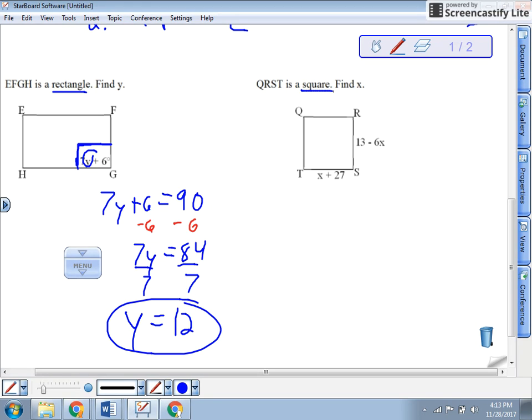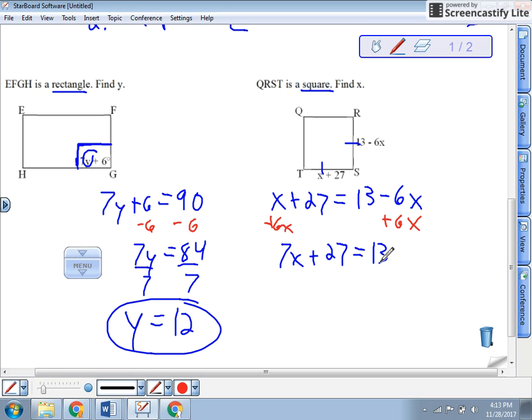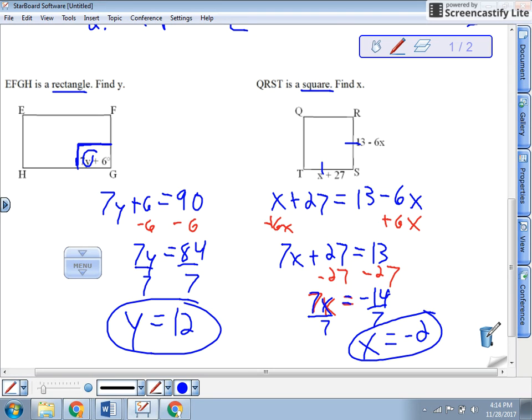QRST is a square. Find x. Well, those are sides, and we know that they're congruent, or equal. So we're going to set them equal to each other: x plus 27 equals 13 minus 6x. I'm going to add 6x to each side to get all the x's on one side. So I get 7x plus 27 equals 13. I'm going to subtract that 27 from each side, and I get 7x equals negative 14. Then I'm going to divide each side by 7, so x is going to equal negative 2. There's that problem. Let's take a look at a couple more.